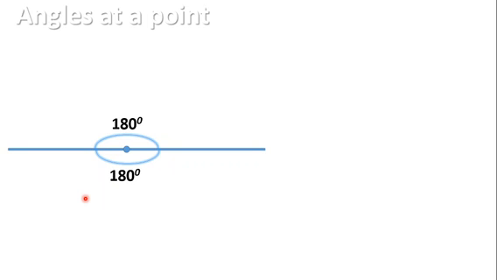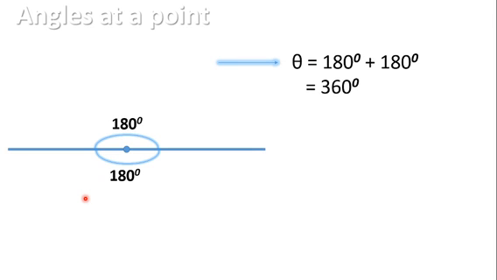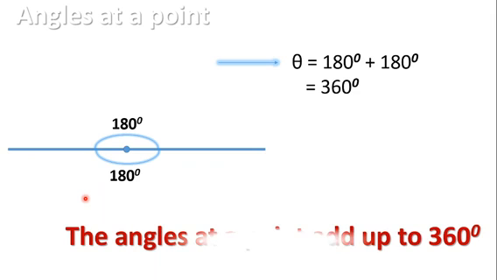So if I asked you for the sum of angles around this point, you simply add the two angles together to get 360 degrees. What applies is that the sum of angles at the point is 360 degrees, and the angles at the point add up to 360 degrees.